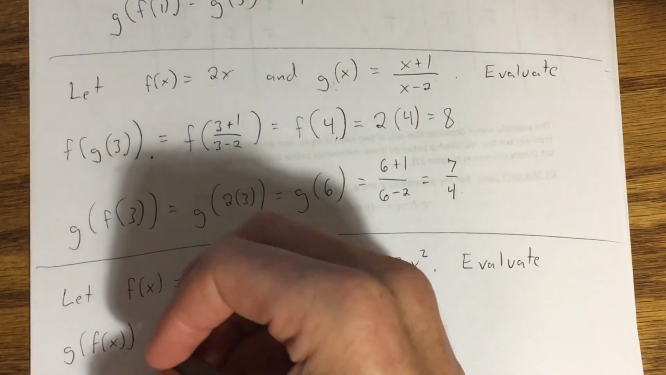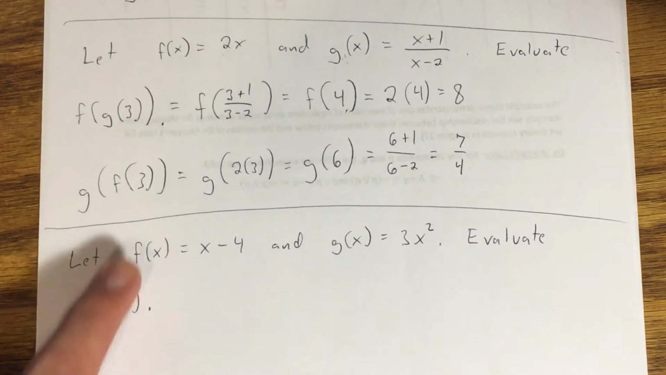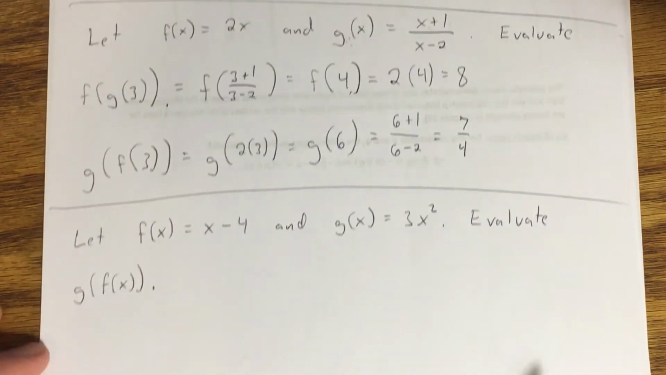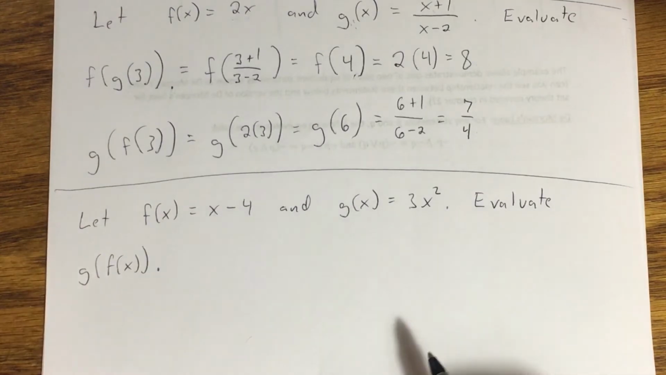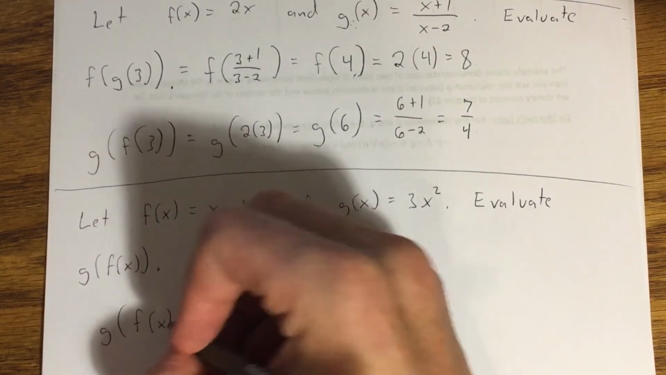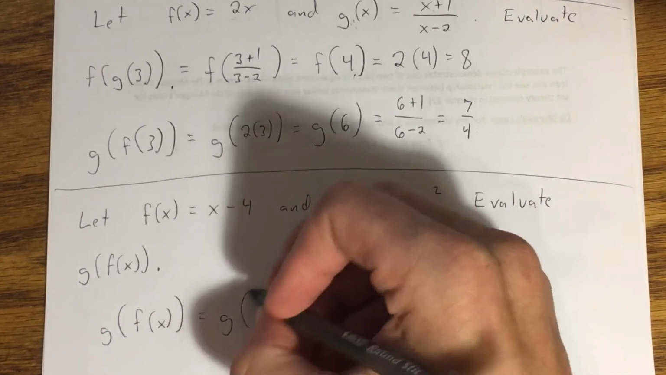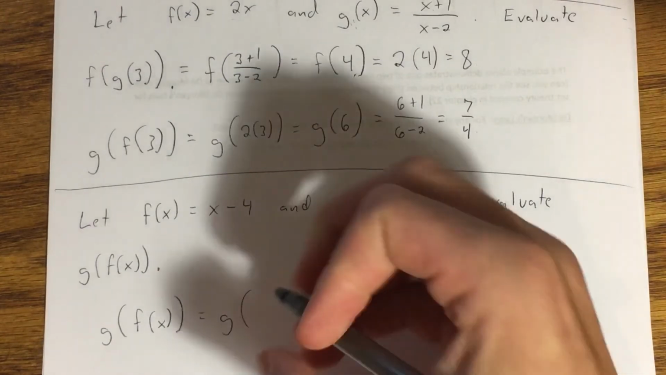Well, what is that? Notice there's an x here instead of a number like 3. So what this means is I'm leaving everything in terms of x. If I do the same thing that I was talking about before, working from the inside out, g of f of x, that would equal g of, what is f of x? x minus 4.